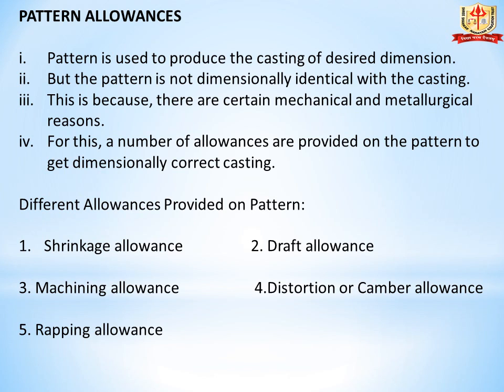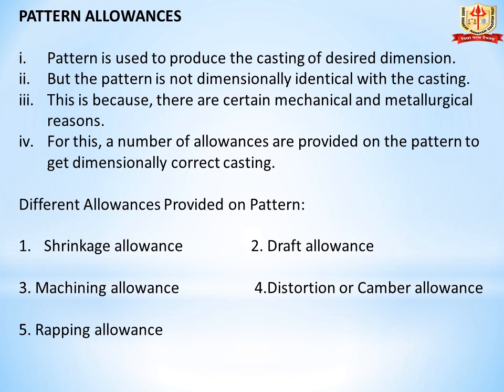Now we see pattern allowances. First point, the pattern is used to produce the casting of desired dimension. Second point, but the pattern is not dimensionally identical with the casting. Point 3, this is because there are certain mechanical and metallurgical reasons. Point number 4, for this a number of allowances are provided on the pattern to get a dimensionally correct casting.